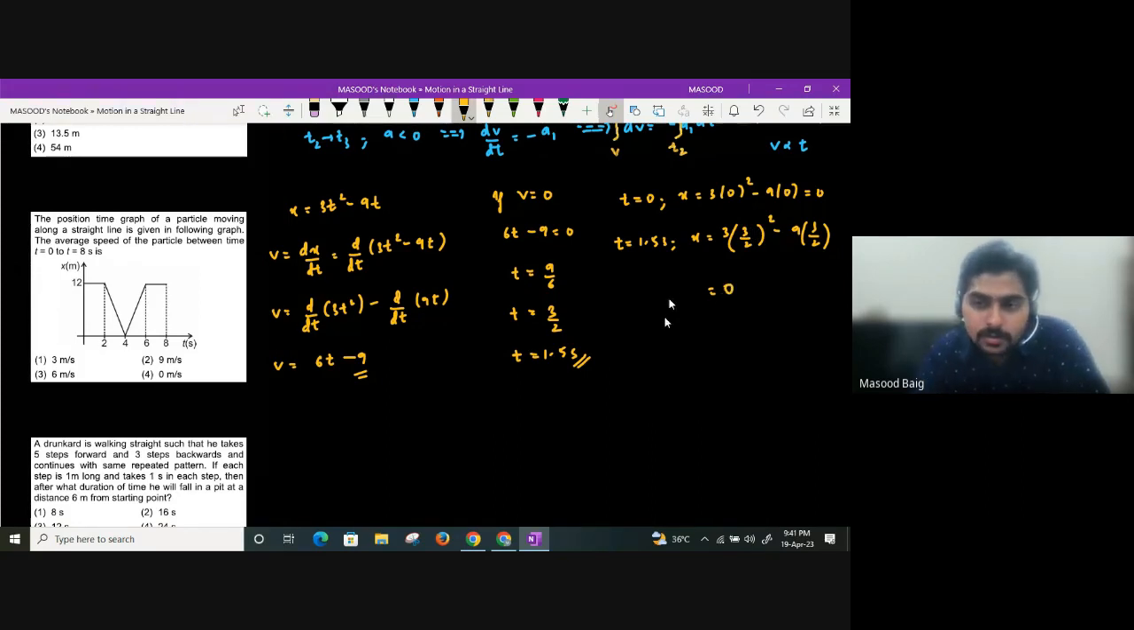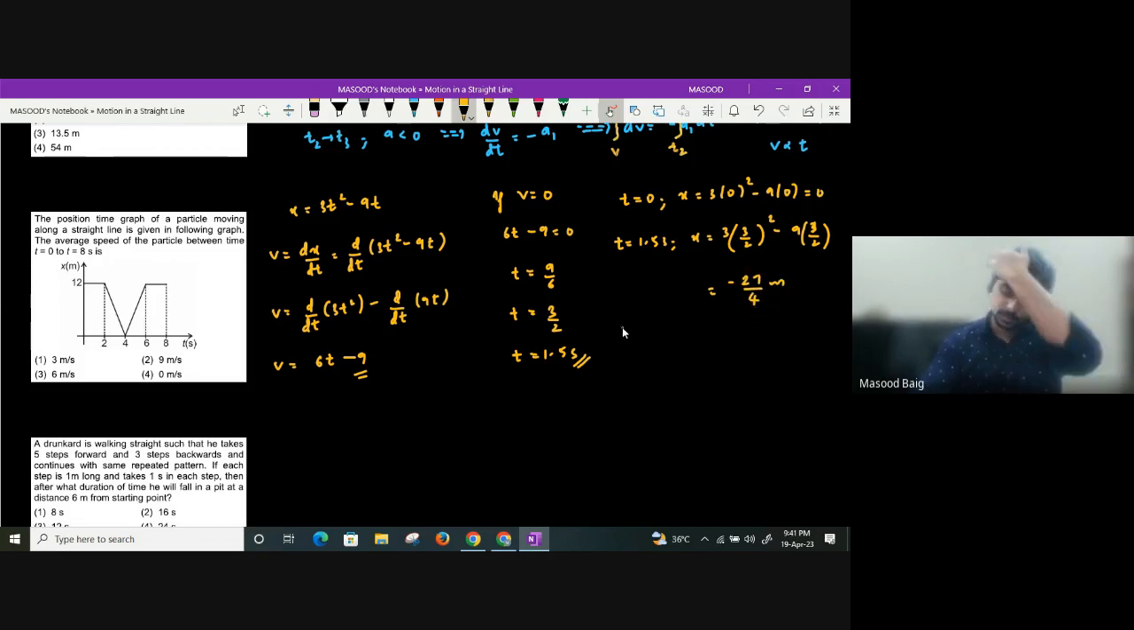Did I do any mistake? 3 into 9 by 4 is 27 by 4, sorry. So this is 27 by 4 minus 27 by 2. So you'll get it as minus 27 divided by 4. Okay. Then at t is equal to 3 seconds, what will x value be? 3 into 3 square minus 9 into 3. Again, you will get this as 0.